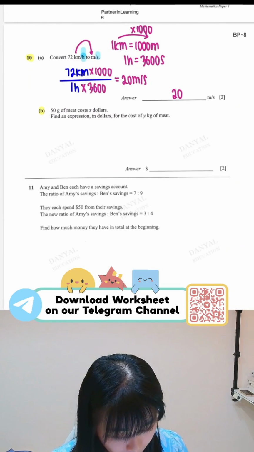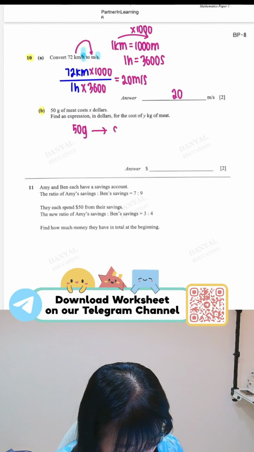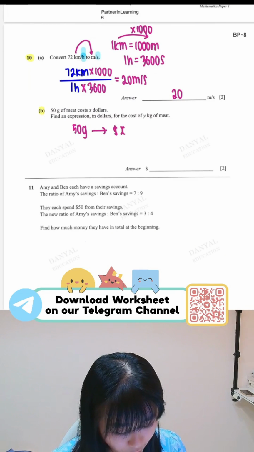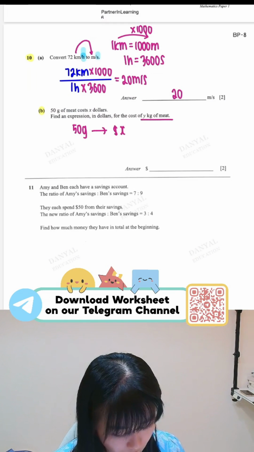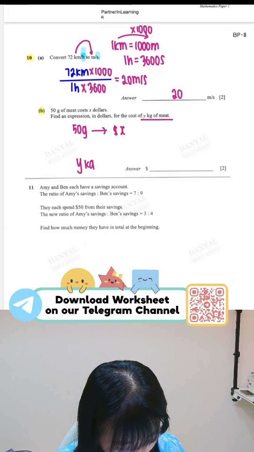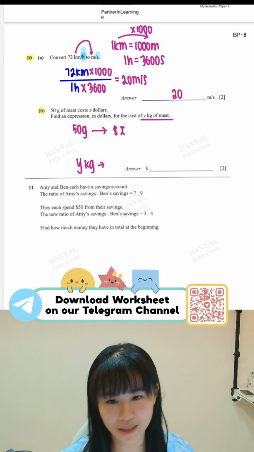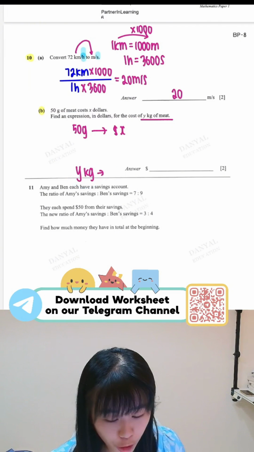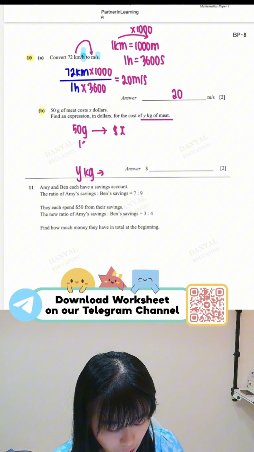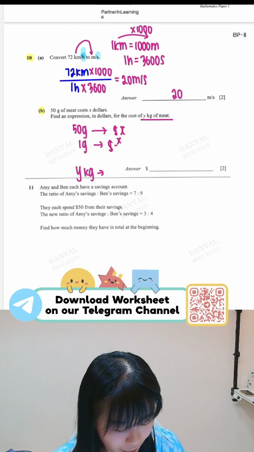Part B. 50 gram of meat costs X dollars. Find an expression in dollars for Y kg of meat. To get Y kg now, wow. No wonder it's tough. So first, I will change it to 1 gram first. To change to 1 gram, I divide by 50. Agree with me, everybody? X divided by 50.